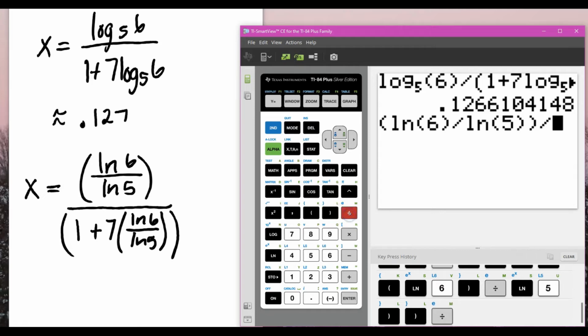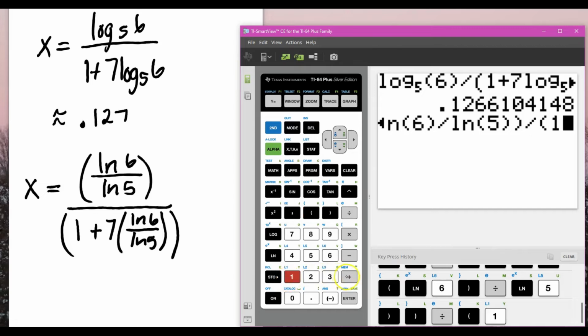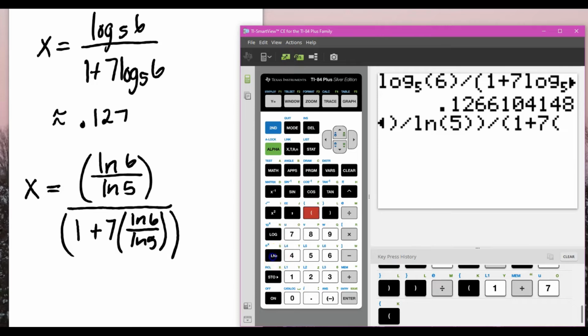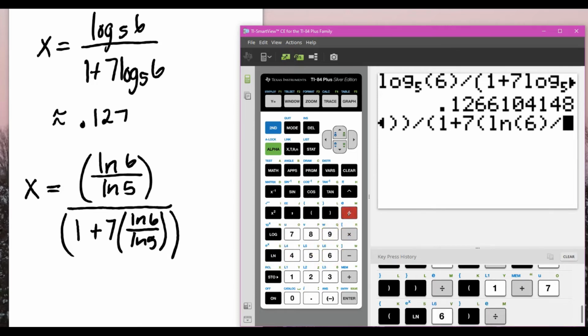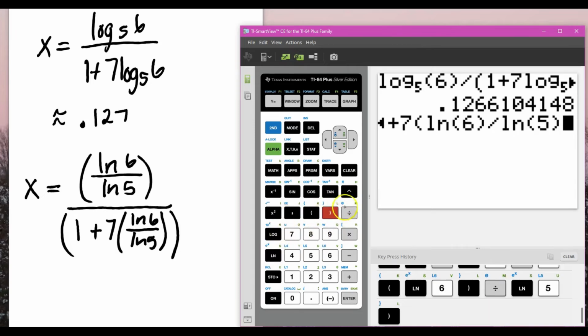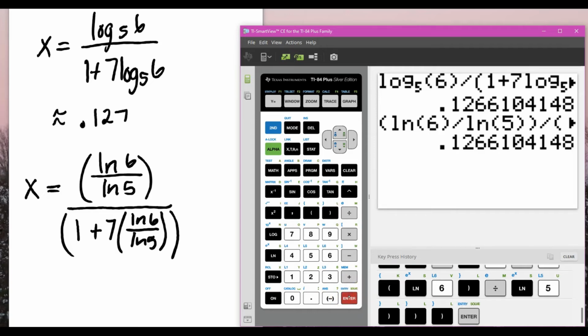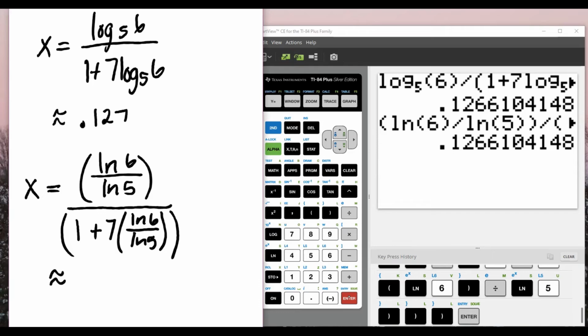Then I'm going to divide, open parentheses for the denominator, and I have 1 plus 7, do parentheses, natural log 6, close parentheses, divided by natural log 5, close parentheses. Now I'm closing parentheses for the log part, closing parentheses for the denominator part, and hit enter, and you can see we get the same approximation, 0.127.